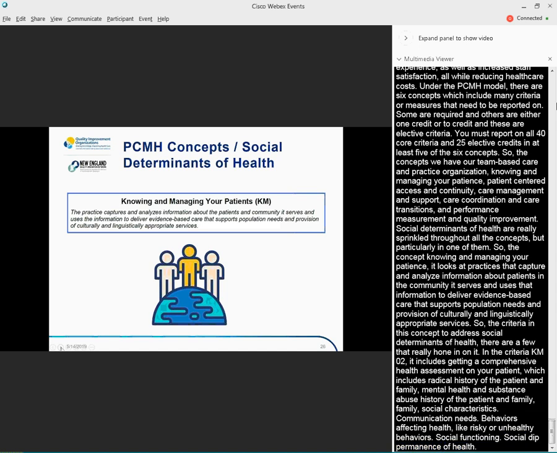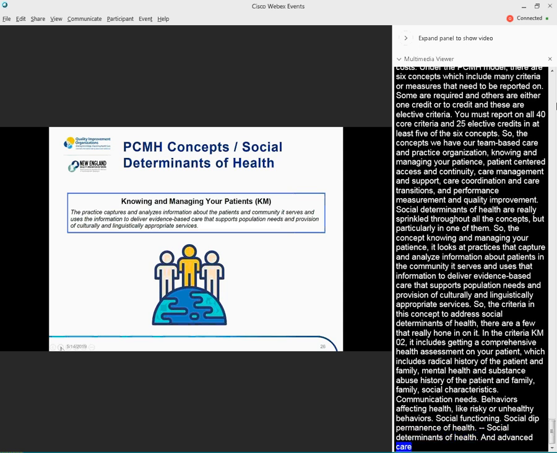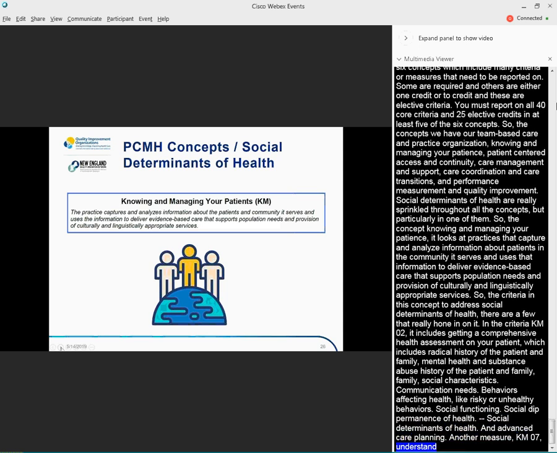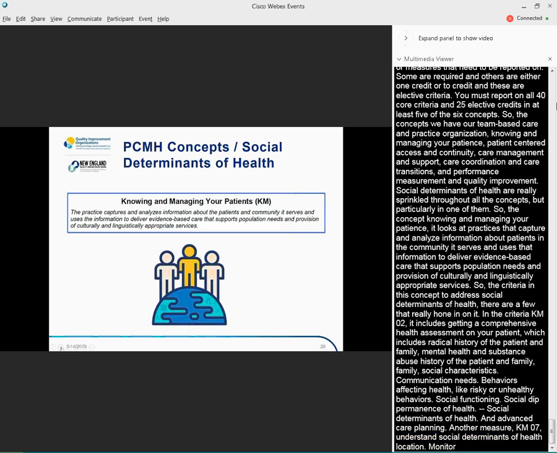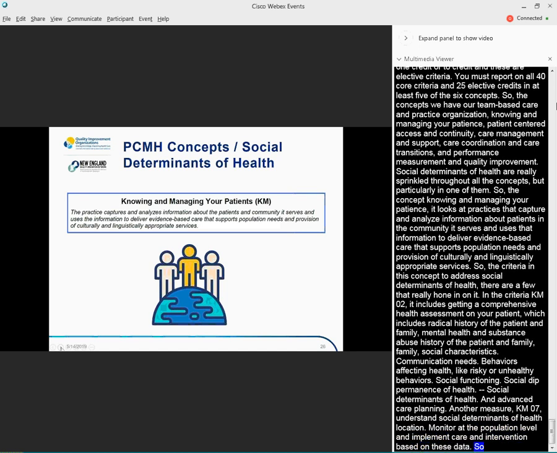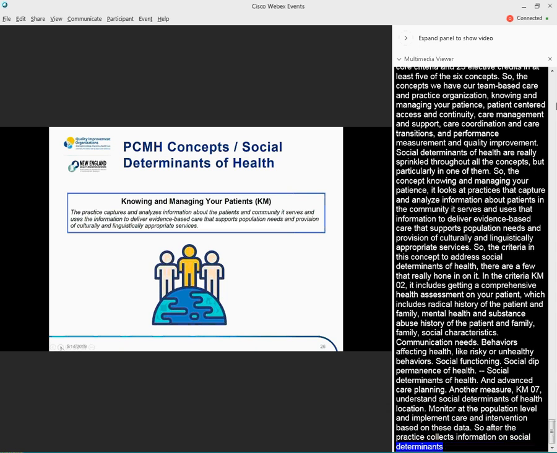And under another measure, KM07, that is social determinants of health, understands social determinants of health for patients, monitors at the population level, and implements care interventions based on these data. So after the practice collects information on social determinants of health, it can demonstrate the ability to assess the data and address identified gaps using community partnerships, self-management resources, or other tools to serve the ongoing needs of its population.